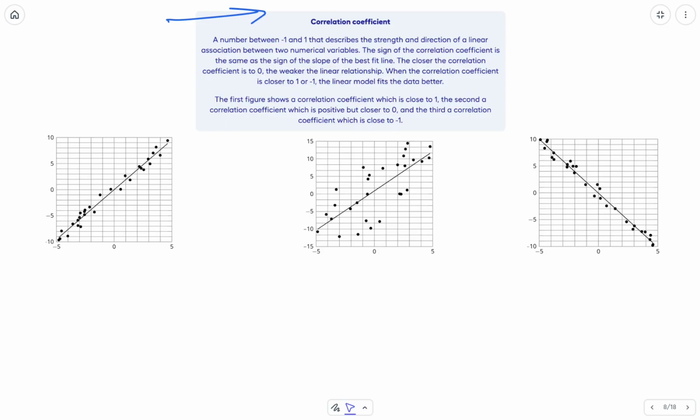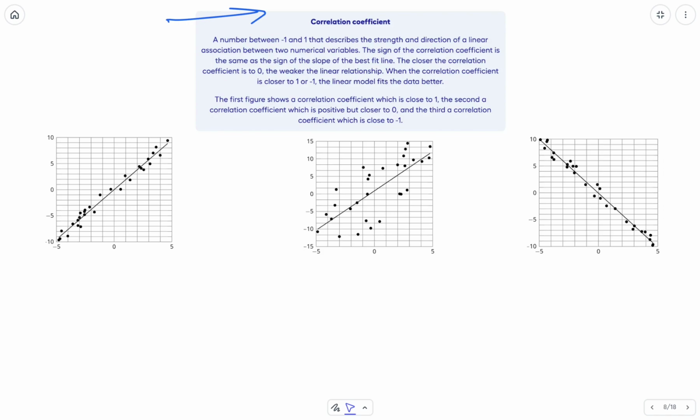So, correlation coefficient: a number between -1 and 1 that describes the strength and direction of a linear association between two numerical variables. The sign of the correlation coefficient is the same as the sign of the slope of the best fit line. The closer the correlation coefficient is to 0, the weaker the linear relationship. When the correlation coefficient is closer to 1 or -1, the linear model fits the data better.